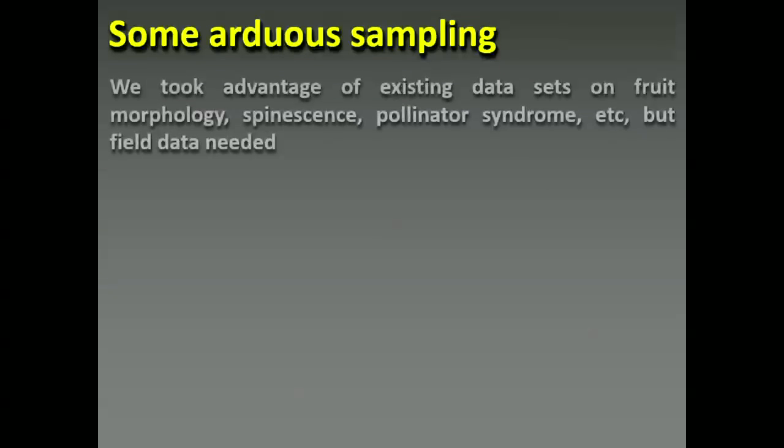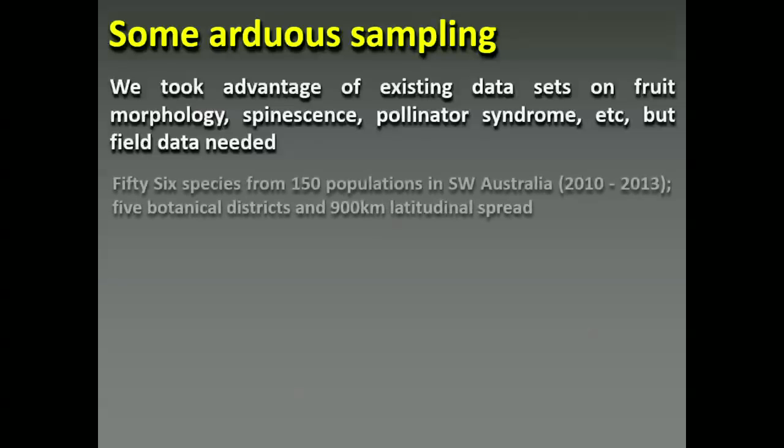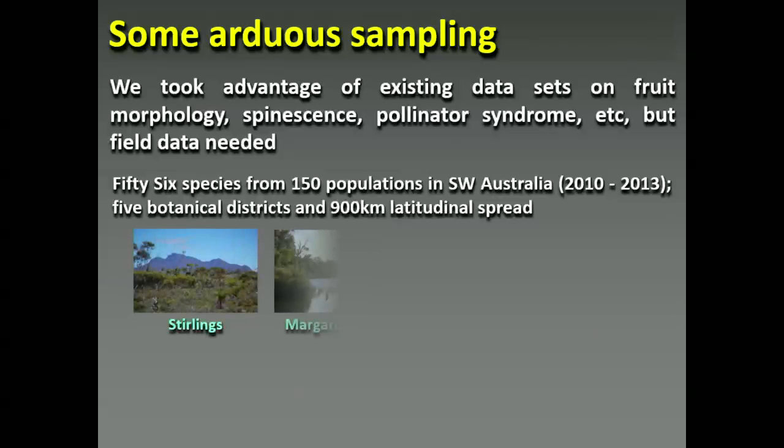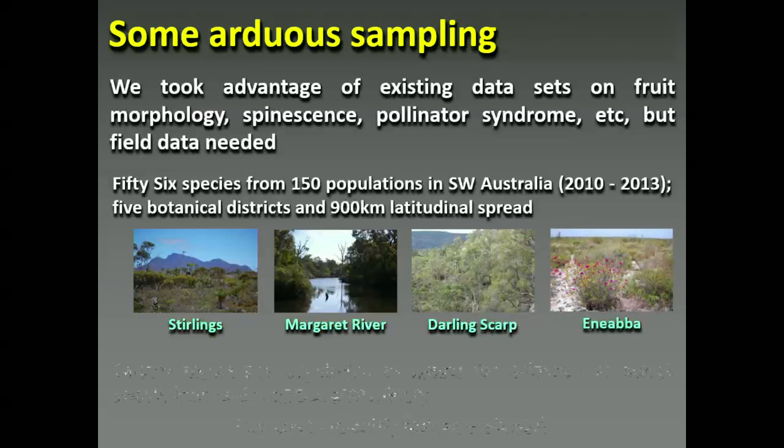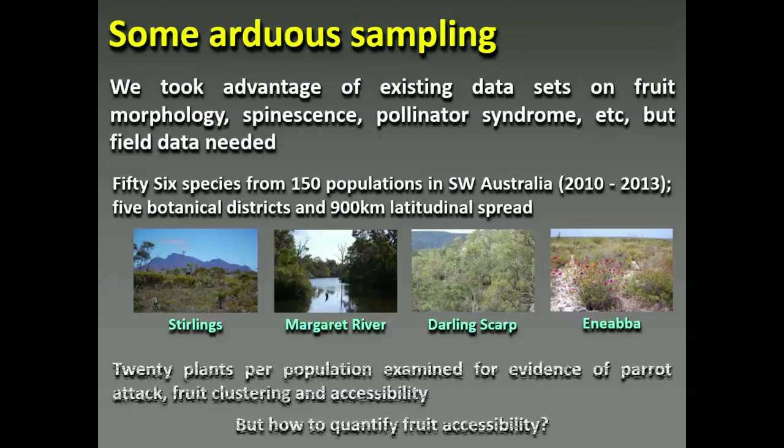So unfortunately, despite the fact we had a fair bit of existing data, largely because Byron Lamont's been working on Hakeas since about the 1960s, so we've got a really big data set on Hakea traits of all sorts, unfortunately, I still had to go to Australia and collect some data, which was really sad, and managed to get lots of these nice sites.